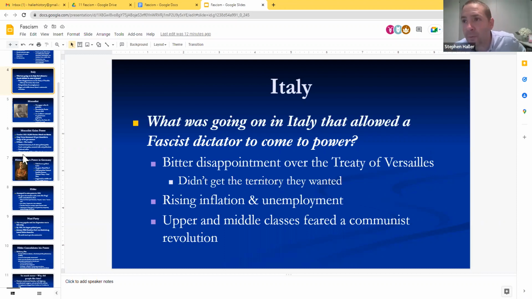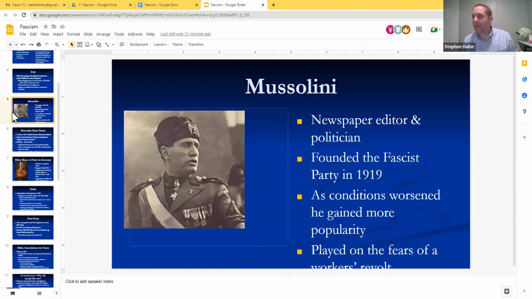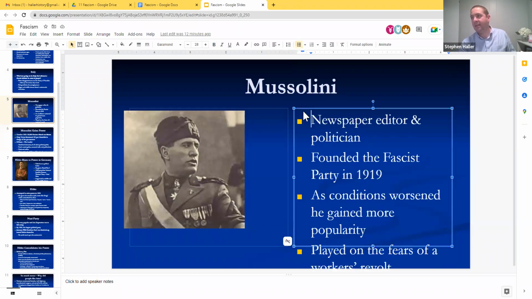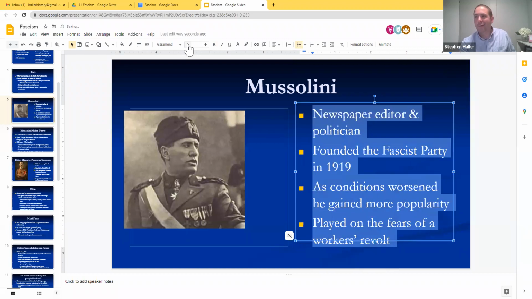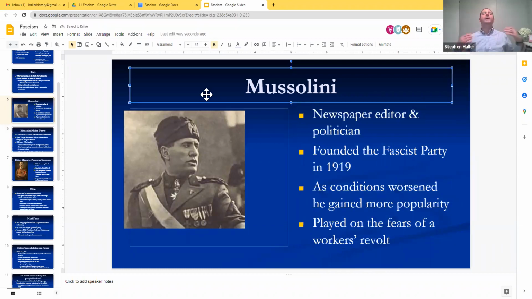And into this comes Benito Mussolini. Benito Mussolini was a newspaper editor. When World War I comes to an end in 1919, he uses the disgruntled nature of Italy and the feeling of being neglected at the end of World War I to his benefit. And he founds the Fascist Party in 1919, right after the signing of the Treaty of Versailles. And as the economic conditions continue to deteriorate, as inflation and unemployment are rising, his party is gaining more and more success because of these fears.